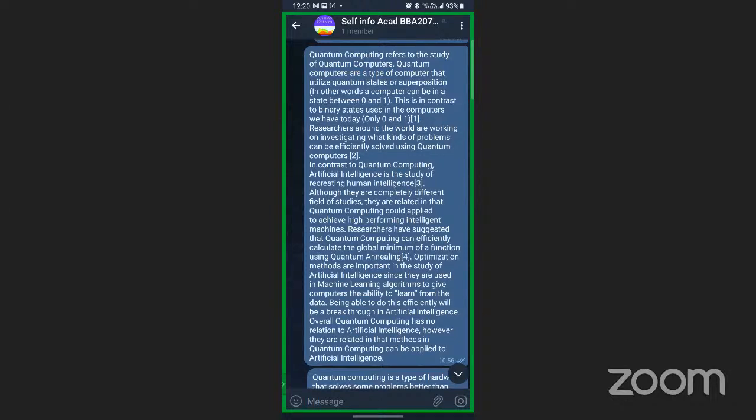That's what the previous speaker was trying to clear, that after 1 week of training, if you find some fault, then again you have to train the computer. Overall, quantum computing has no direct relation to artificial intelligence. However, they are related in that methods in quantum computing can be applied to artificial intelligence. So that's the brief idea about artificial intelligence.